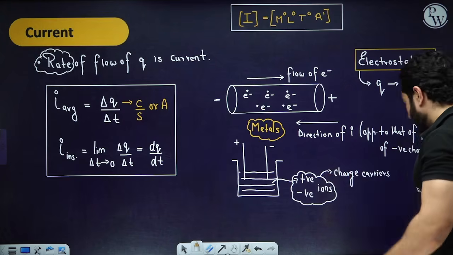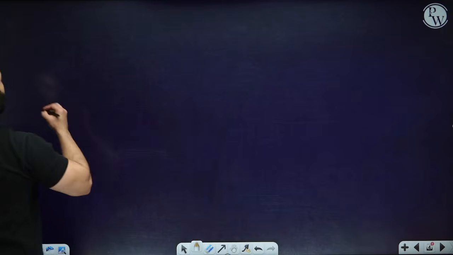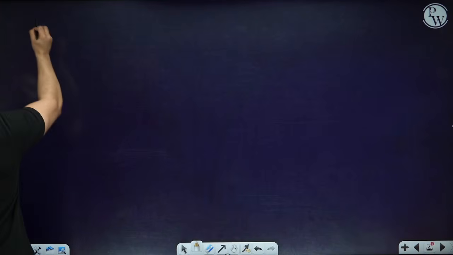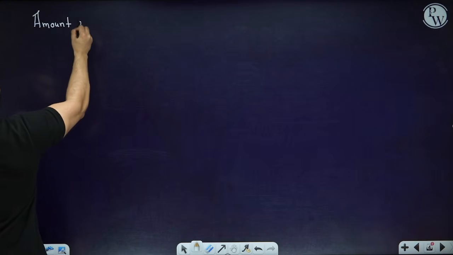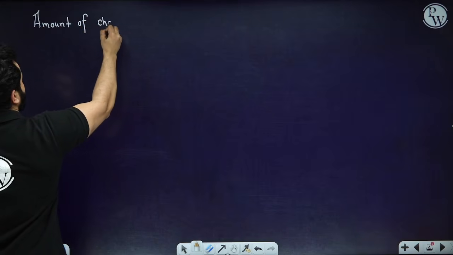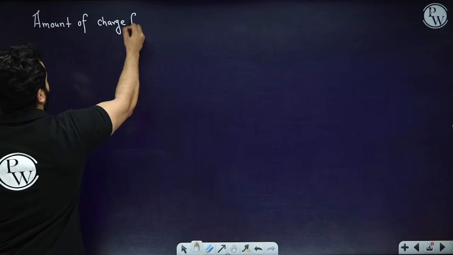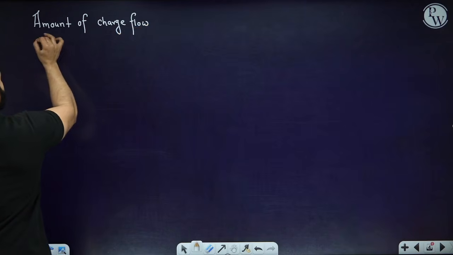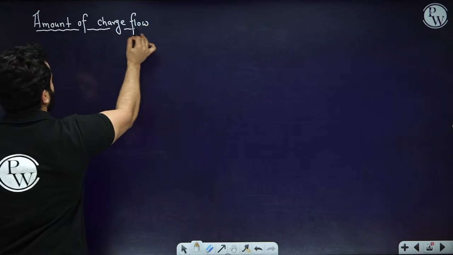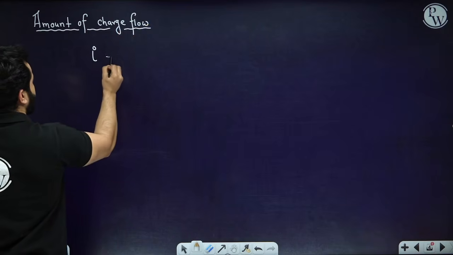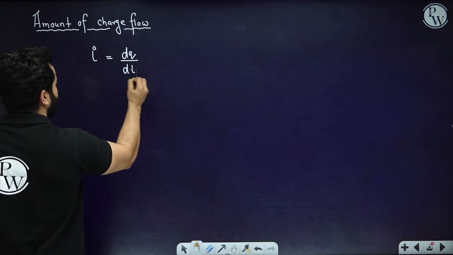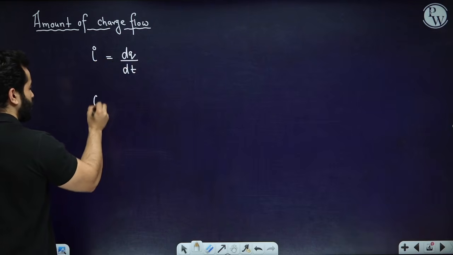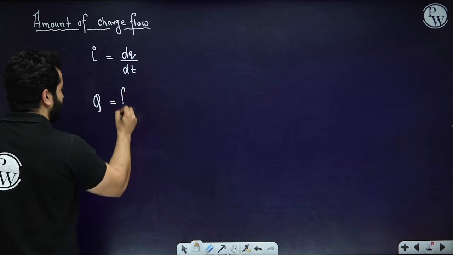Now if someone asks, sir, if I want to find out the amount of charge flown, this is very easy. As I've told you, current, when I'm talking about the instantaneous current, can be written as dq by dt. So the charge flown can actually be written as the integral of dq.